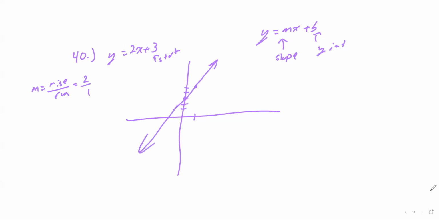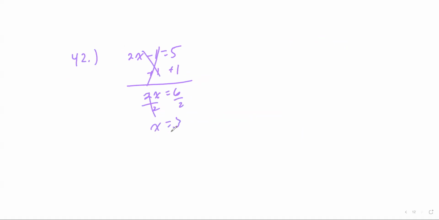All right, let's look at another one. Let's look at 42. 2x minus 1 equals 5. In this case, I would just solve for x because it's not in the correct formatting. So I get 2x equals 6, divide by 2, so x equals 3. So earlier when we got y equals a number, it's just a horizontal line. If you get x equals a number, it is a vertical line. And there you go.